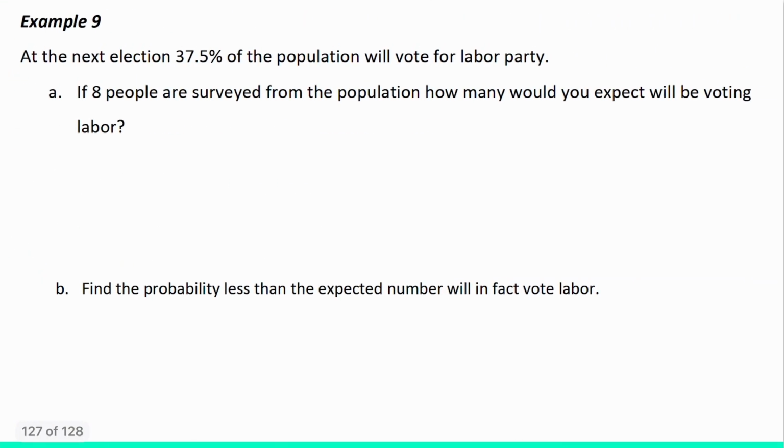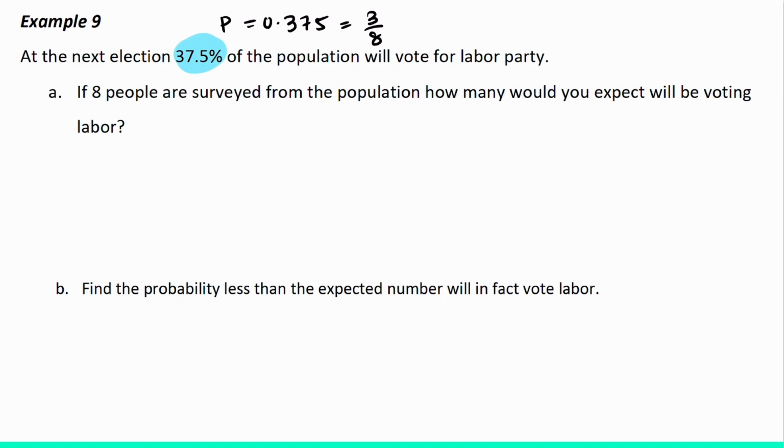All right, next example. So we're at an election, 37.5% of the population is going to vote for the Labor Party. Now, this is a very important number. This is going to be my probability of success. So the probability that they're going to vote for the Labor Party is 0.375. And just for our purposes, this is actually equal to 3 on 8. You're not necessarily expected to know that number, but once you see the decimal 0.375 enough times, you'll start to recognize that it's equal to 3 on 8.